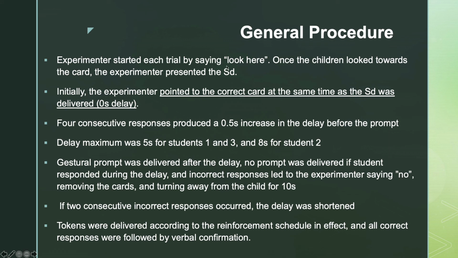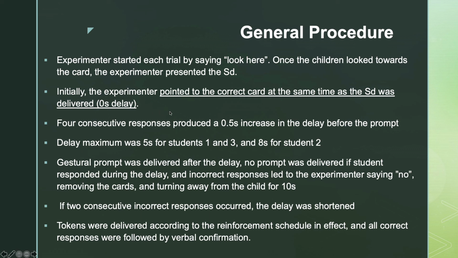Okay, so I'm not going to read these general procedures, but I think you get the idea of a general discrimination training context. So trial by trial, the experimenter is presenting the S plus and then the S minus, saying touch or point to the S plus. Positioning of the S plus and S minus are switched randomly according to each trial. The thing that I want you to focus on is this delay procedure.